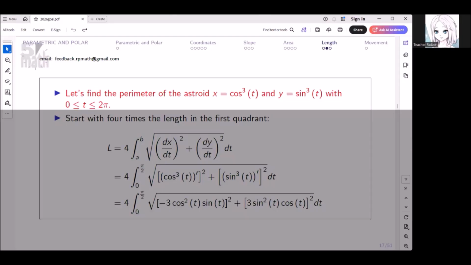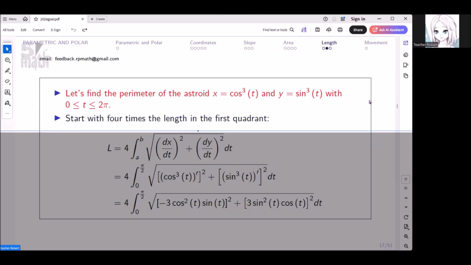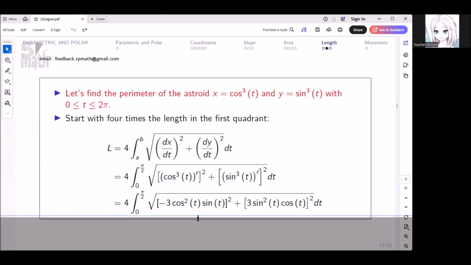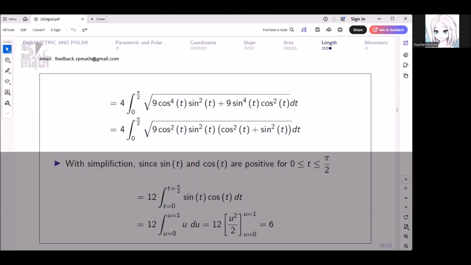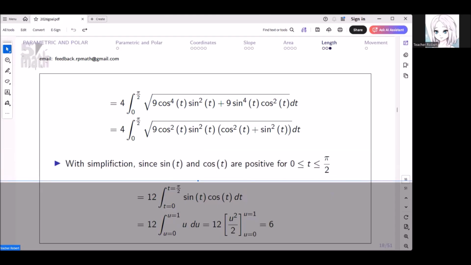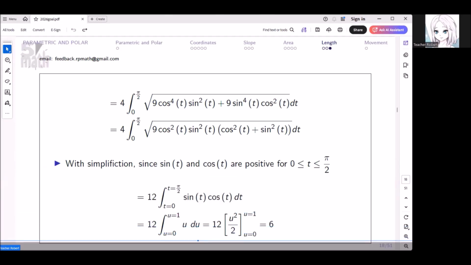Let's find the perimeter of the asteroid x equals cosine t cubed and y equals sine t cubed, with t greater than or equal to 0, less than or equal to 2 pi. Start with 4 times the length in the first quadrant. And we get the following. Continuing. With simplification, since sine of t and cosine t are positive for t greater than or equal to 0, less than or equal to pi over 2, we get the following.